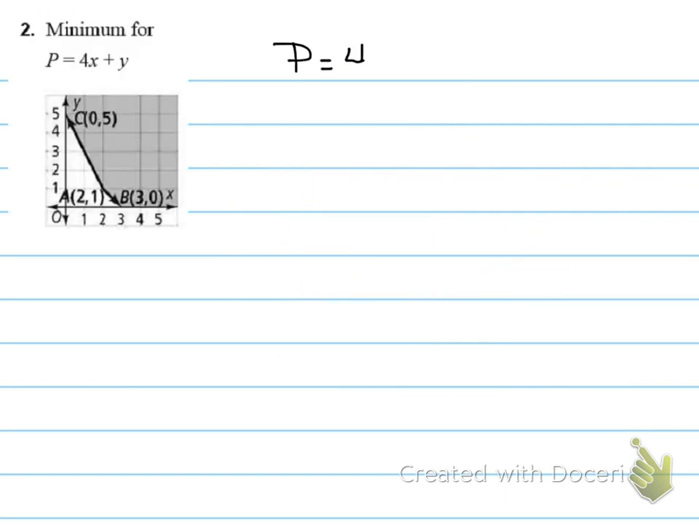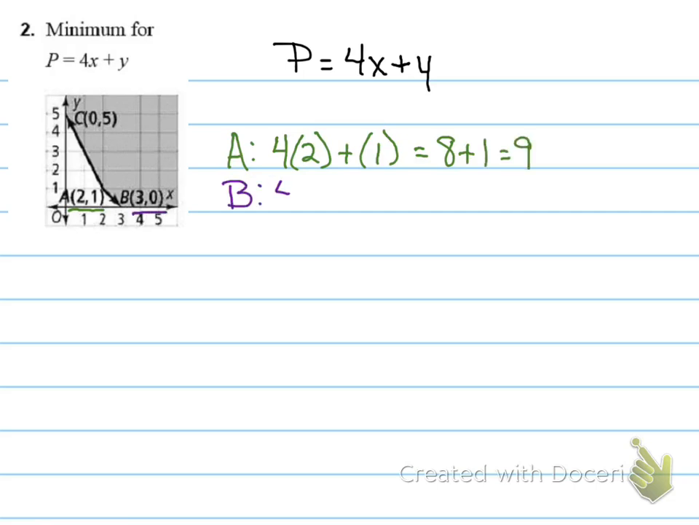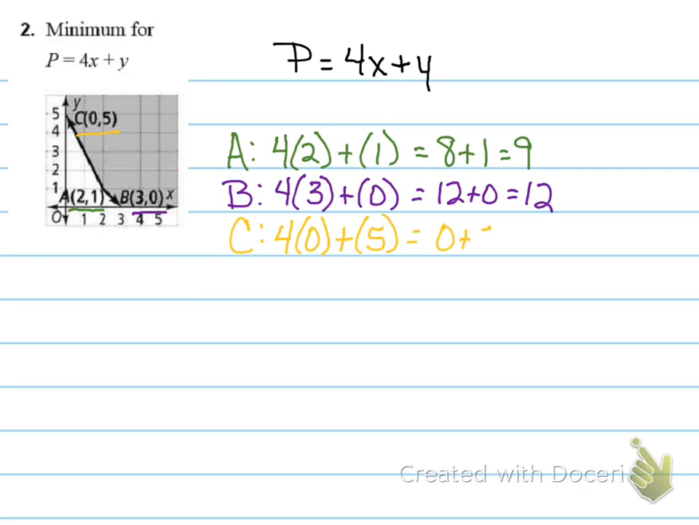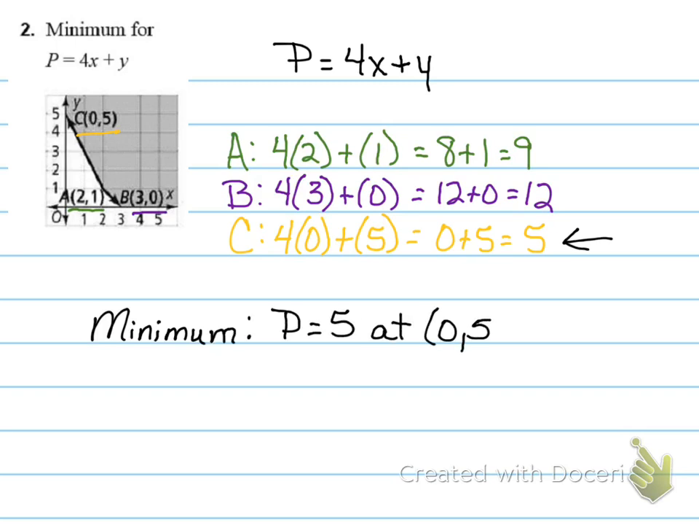All right. Number 2, we have the minimum at P is 4x plus y. Point A is at 2, 1, gives us a total of 9. Point B is at 3, 0 for a total of 12. C is at 0, 5, gives us a total of 5. The minimum is P is 5 at 0, 5, which is point C.